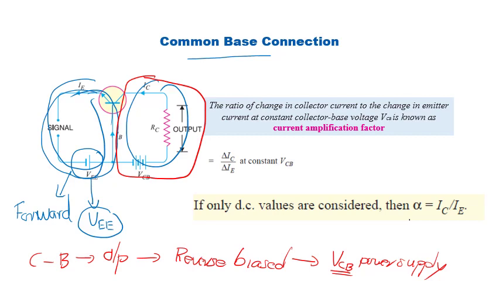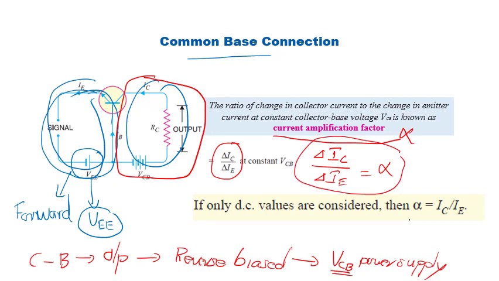Another important parameter we should understand is the current amplification factor, usually represented by alpha. This alpha is written as delta IC by delta IE, that is, the ratio of the change in the output current, the collector current, divided by the change in the input current, delta IE. This is called the current amplification factor. It is evaluated by keeping the collector-base voltage constant.